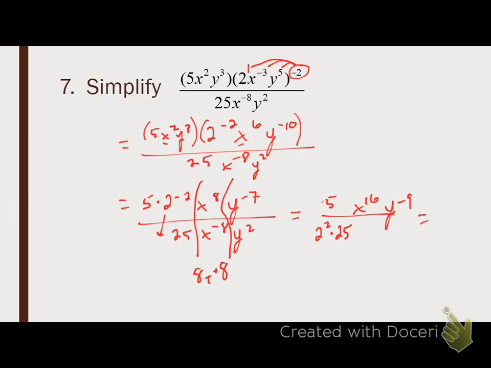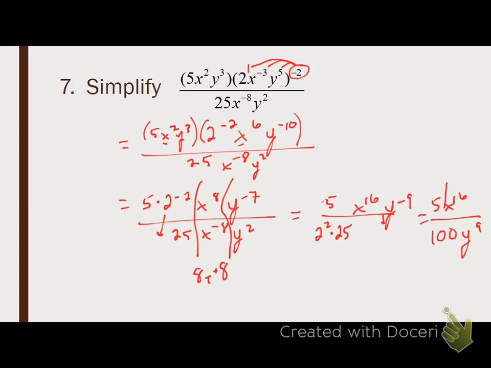And so you've got to clean it up from here. So we get 5, x to the 16th. I've got to move the y to the denominator because the exponent's negative. In that denominator, I've got 2 squared, which is 4. 4 times 25, which is 100.